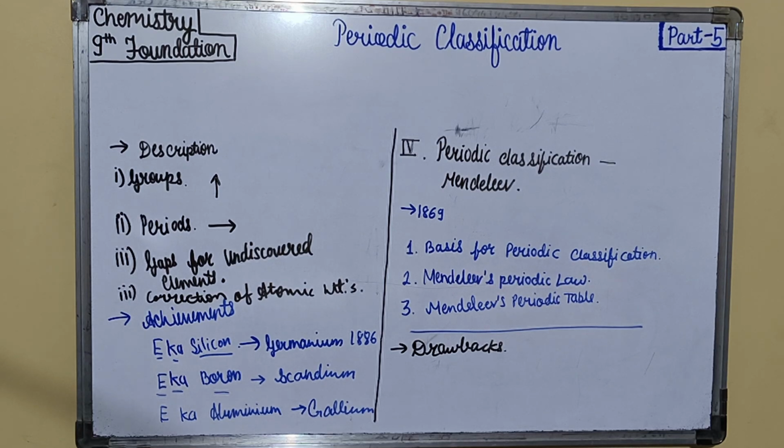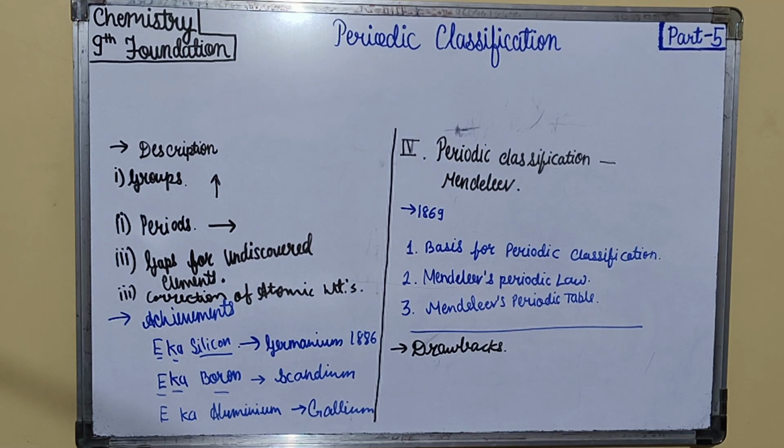Fifth is separation of chemically similar elements. Elements which are chemically similar like copper, nickel, gold and platinum have been placed in different groups. Gold is placed in the first group and platinum is placed in the 8th group.